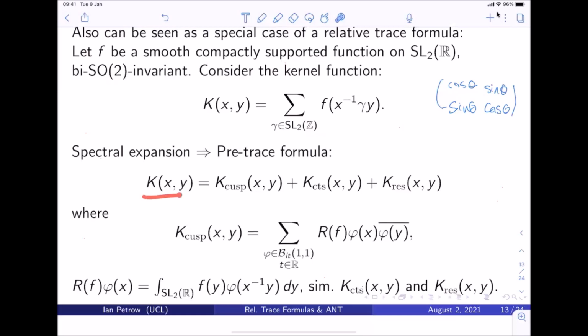So this kernel function is equal to a term from the cuspidal spectrum, from the continuous spectrum, and also a residual spectrum. Because this is just a talk, I'm going to completely ignore these two terms and just say what this cuspidal term is. This is just a sum over an orthonormal basis for level 1 trivial central character Maass forms with any spectral parameter.